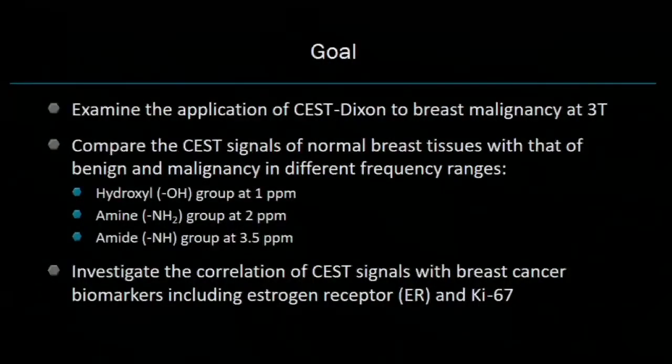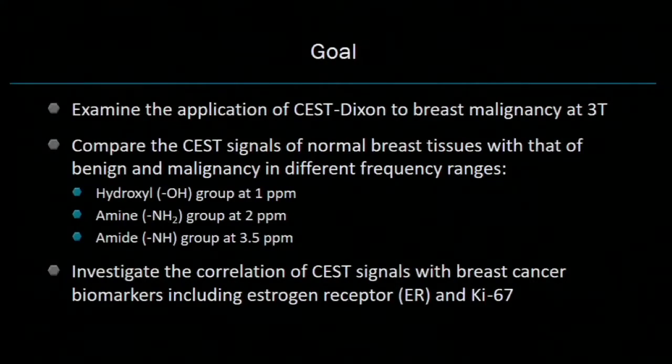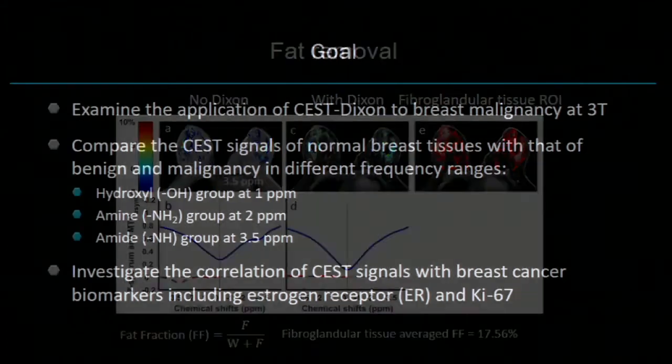So the goal of our study is to examine the application of CEST-Dixon to breast malignancy at 3T, to compare the CEST signals of normal breast tissues with that of benign and malignant lesions in different frequency ranges, and to investigate the correlation of CEST signals with breast cancer biomarkers, including estrogen receptor ER and Ki67.